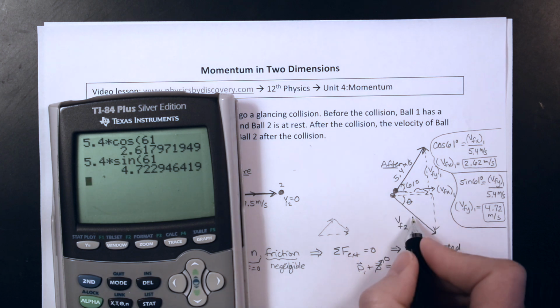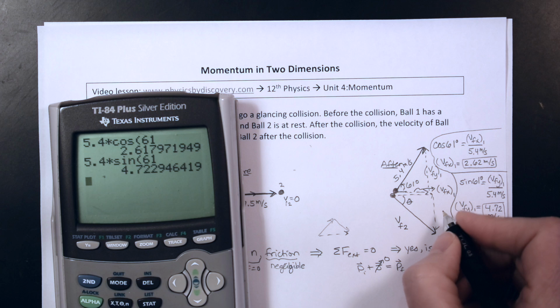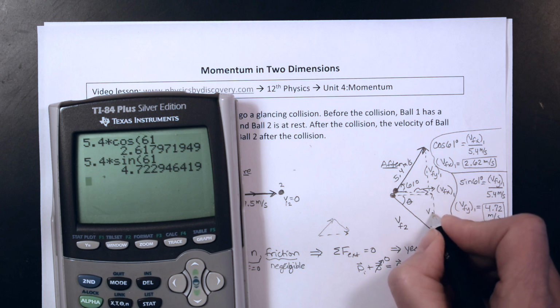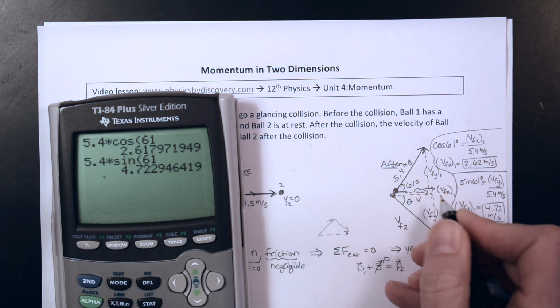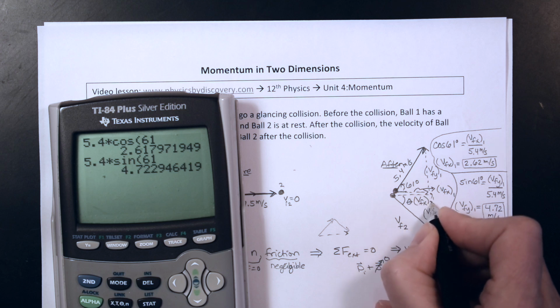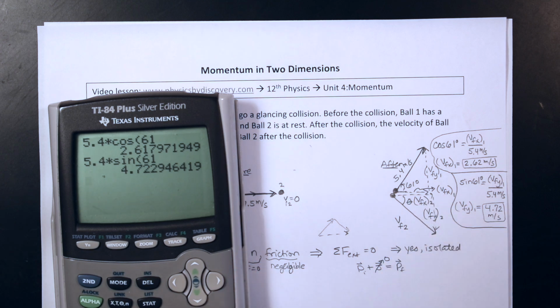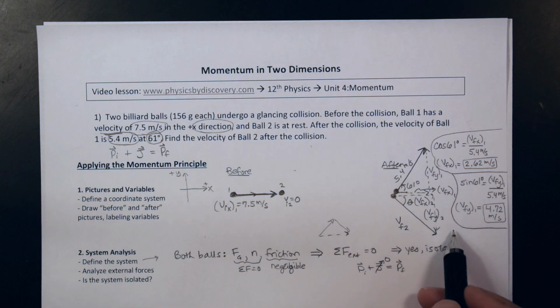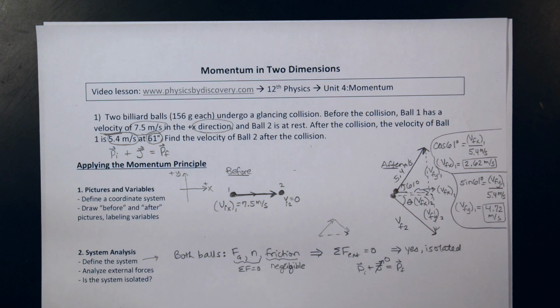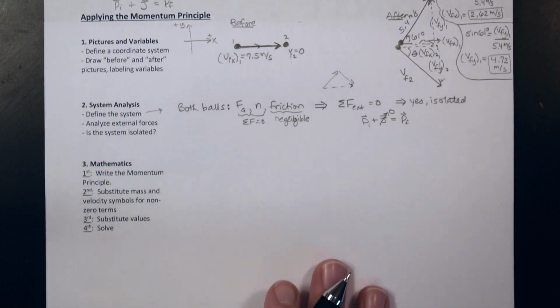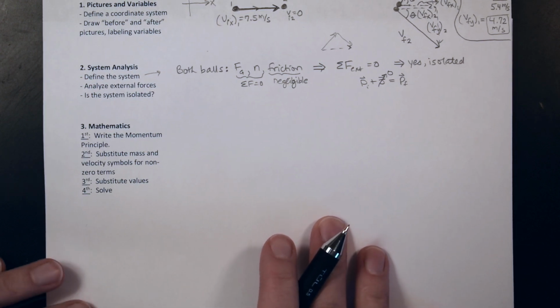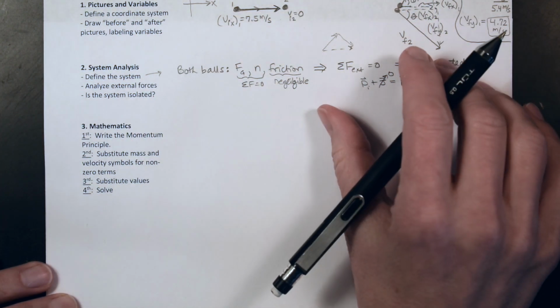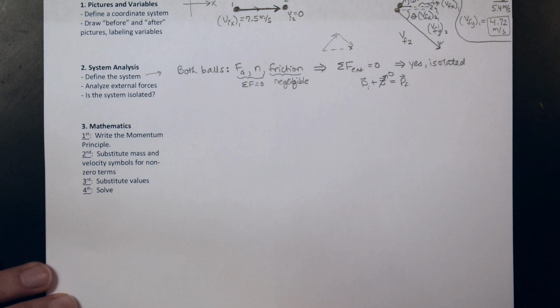Now this ball also has components. We don't know what they are yet, but this vertical component would be V final y for ball 2, and this one would be V final x for ball 2. So we'll put those into our equation as symbols. Okay, we drew a coordinate system, we drew the before and after pictures, we labeled the variables, we analyzed the system. Now we are ready to do the mathematics. Because there's a lot of additional complexity for 2 dimensions, I'm going to draw the bar chart at the end.